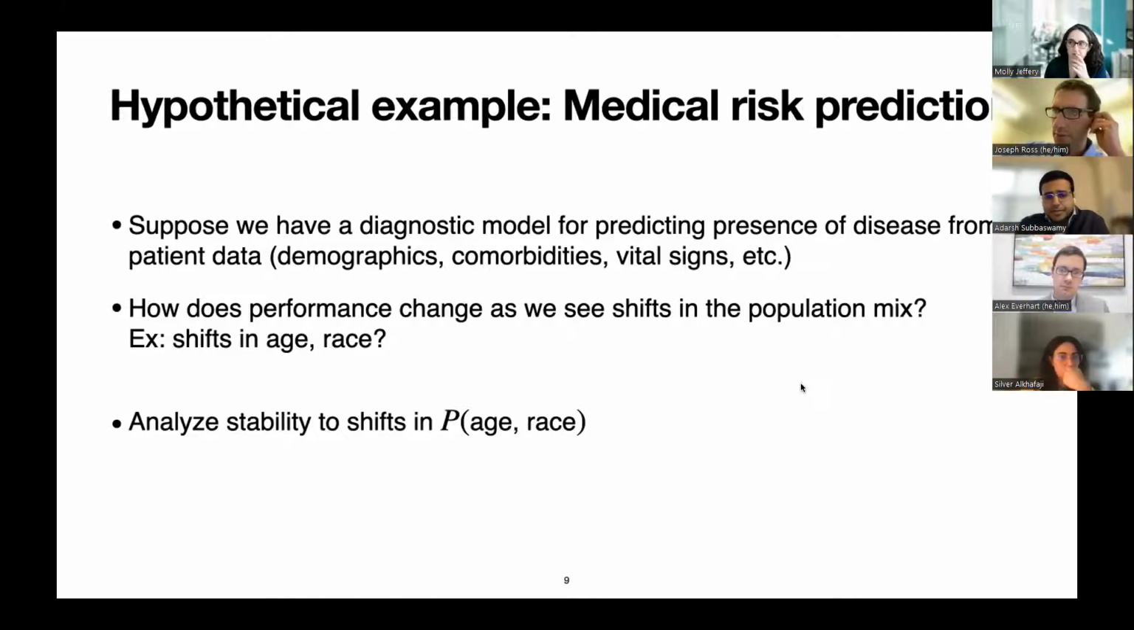health records. And what we want to understand is, how does the performance of the model change as we see shifts in the population mix? And let's, for now, just talk about shifts in, say, age and reported race. So we're looking to analyze the stability to shifts in changes in the age and race distribution of the population.